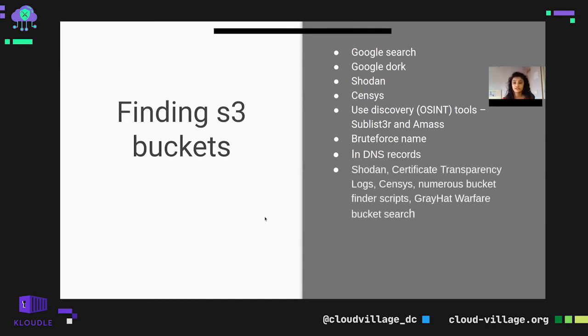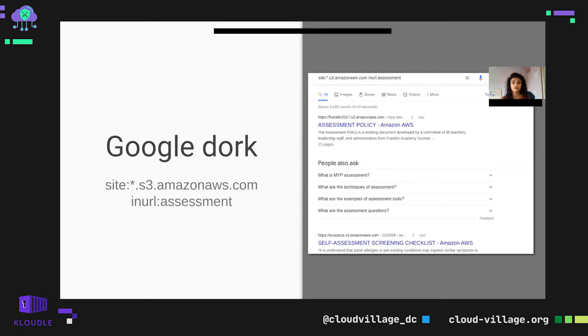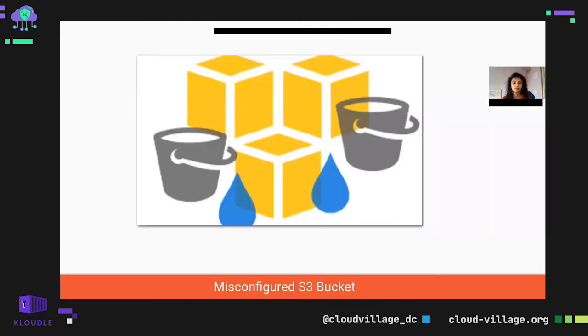Then certificate transparency logs. Then you can use numerous bucket finder scripts. There are so many scripts available on the internet, such as Lazy S3, bucket finder, right? So you can use those as well. And Grayhat Warfare bucket search you can use for finding S3 buckets. I have mentioned how you can find S3 buckets using Google Dorks. So this is the way you can find it.